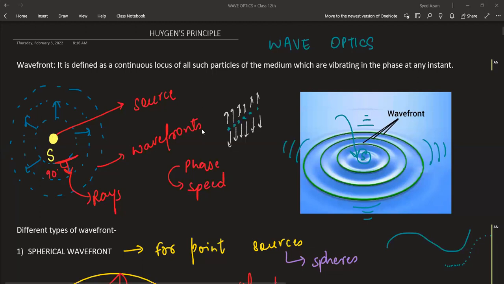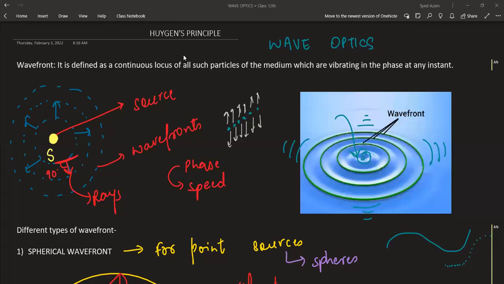Okay, yes, so we have to start with the revision of the wave optics. Ray optics we have completed in the last class. So let's just go through the major topics and the formula, and then I have a set of questions from your previous years. That set of questions we'll be discussing.